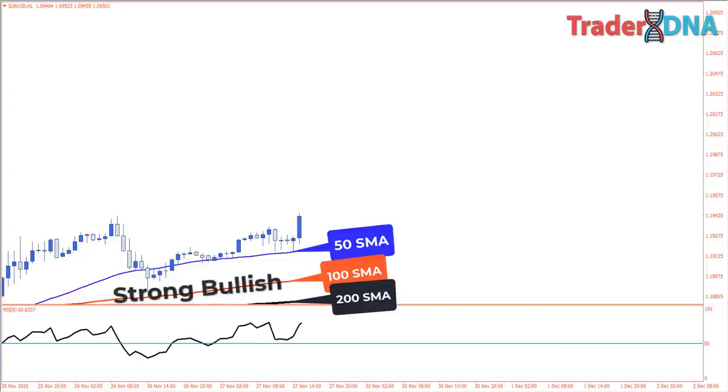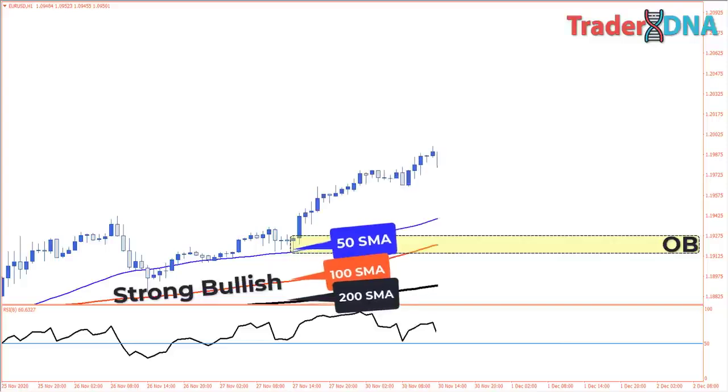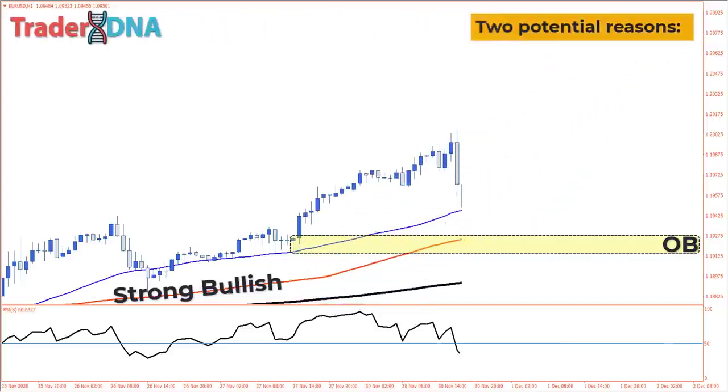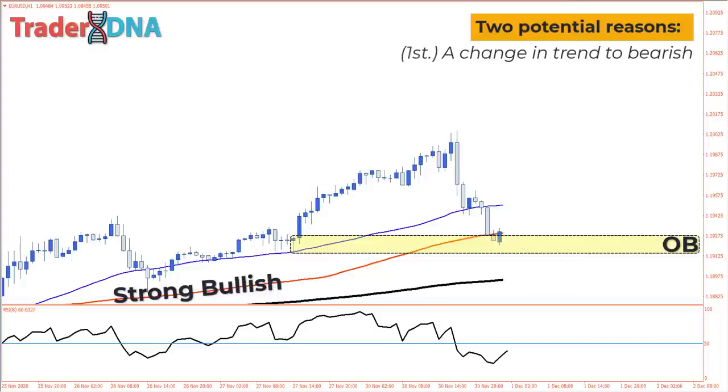Here, we can clearly observe the formation of an order block that we need to monitor closely because this block is below the strong bullish zone. Then, the price moves downwards for two reasons. First, the trend might change to bearish, or secondly, it could be a market retracement. Since the SMA formation shows strong bullish signs, we continue assuming that the market is strongly bullish and the downward price movement is just a temporary retracement before continuing its bullish trend.